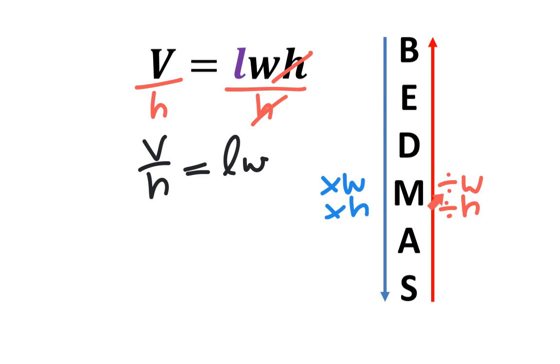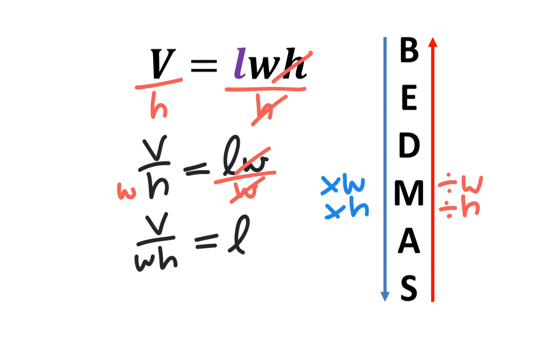Next, we're going to divide by W. So over here, I'm going to divide by W. But what you do to one side, you must do to the other side. Since there's already a fraction here, all we need to do is just add that W down below it. Now, opposites cancel out. Those are opposites because the opposite of multiplying by W is dividing by W. So over on the left, I have V over WH, and on the right, I have length.